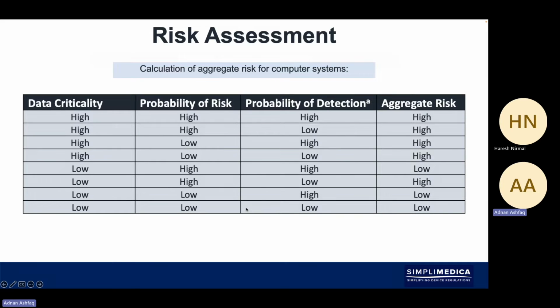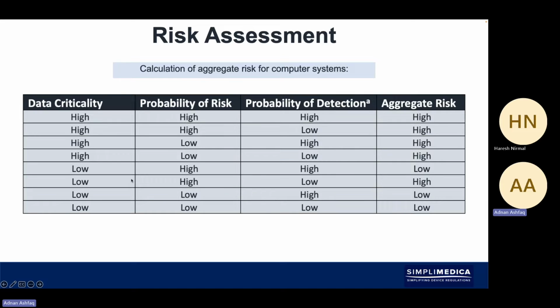So then what we do is we then look at those 3 factors, the data criticality, probability, and detection, and we look at this table that's used on an aggregate scoring. If anything that comes up with a high, then we have a course of action that we need to take. And if it's low, then we have a different course of action. So we're looking at if it's a high, high, and high, the aggregate risk will be high, and so forth. If it's a low, low, and low, the aggregate risk will be low.